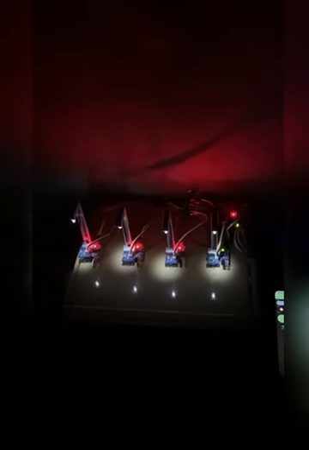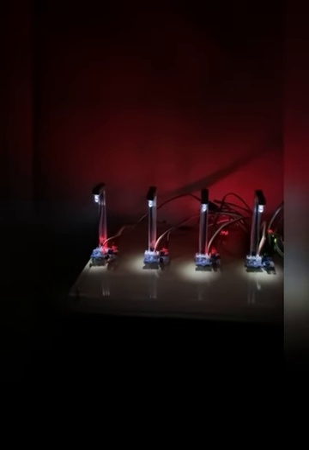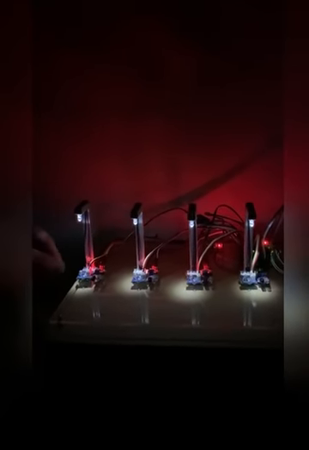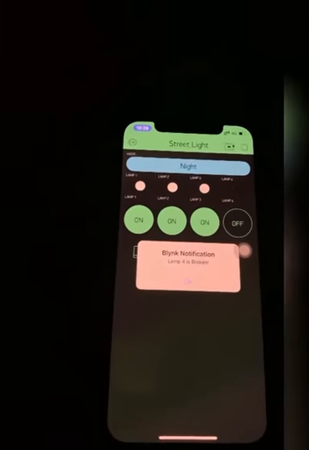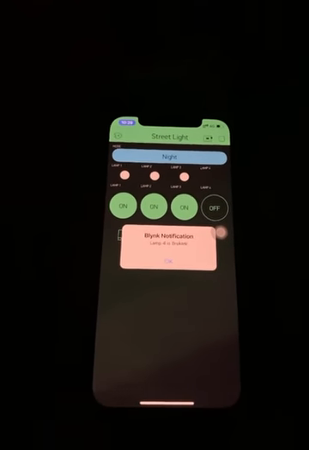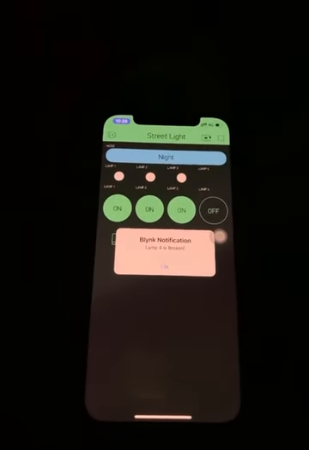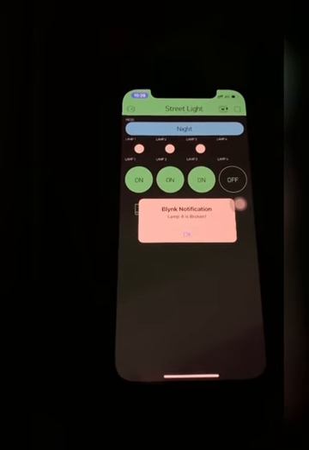So basically, if there is a fault in this street light, I am going to cover the sensor here. As you can see on my phone, the notification shows that lamp 4 is broken. So this is one of the innovations that I put into my project. Thank you.